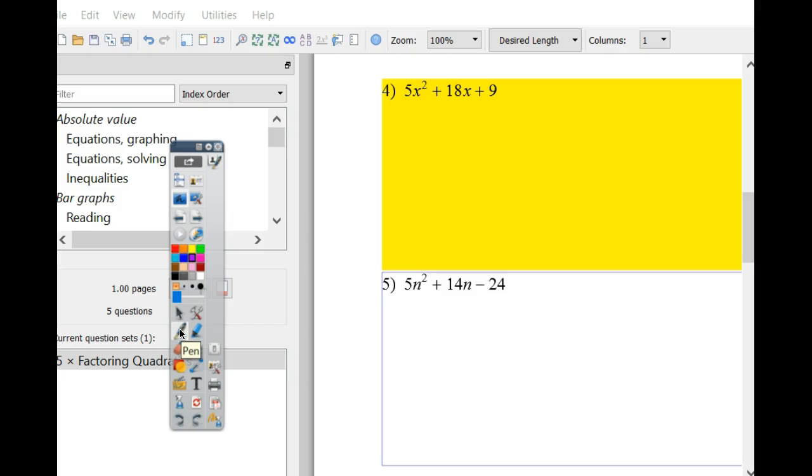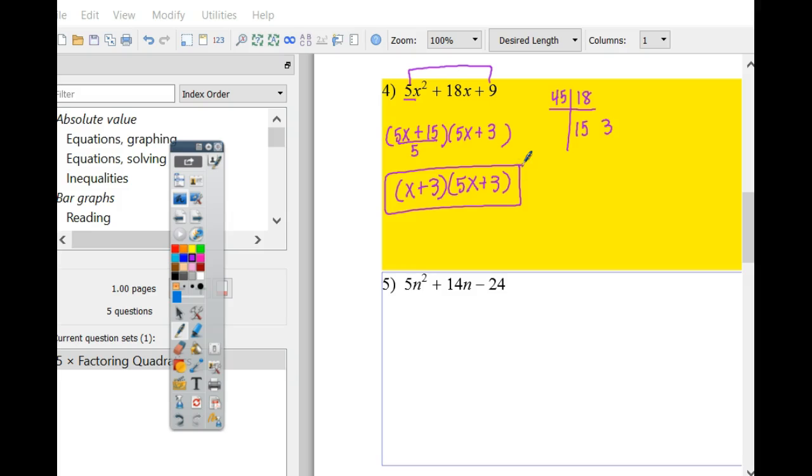On number 4, my a times c is 5 times 9, which is 45, and my b is 18. So I want factors of 45 that add to 18, which will be 15 and 3. So then you write your 5x. So here, I can reduce by 5, and here nothing reduces. So that's your answer.